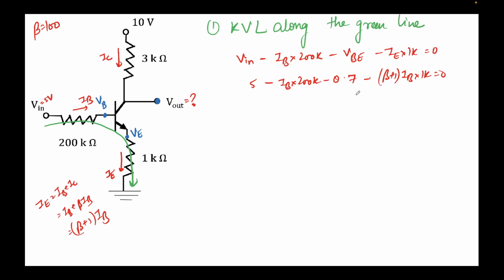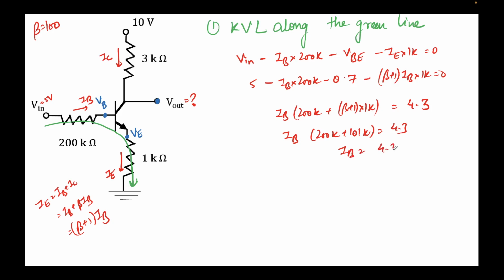So let's keep the IB terms on one side and the constants on the other. We get IB times (200K plus (beta plus 1) times 1K) is equal to 5 minus 0.7, which is 4.3. Putting beta equal to 100, we get IB times (200K plus 101K) equal to 4.3, and from this IB is 4.3 upon 301 kilo ohms.